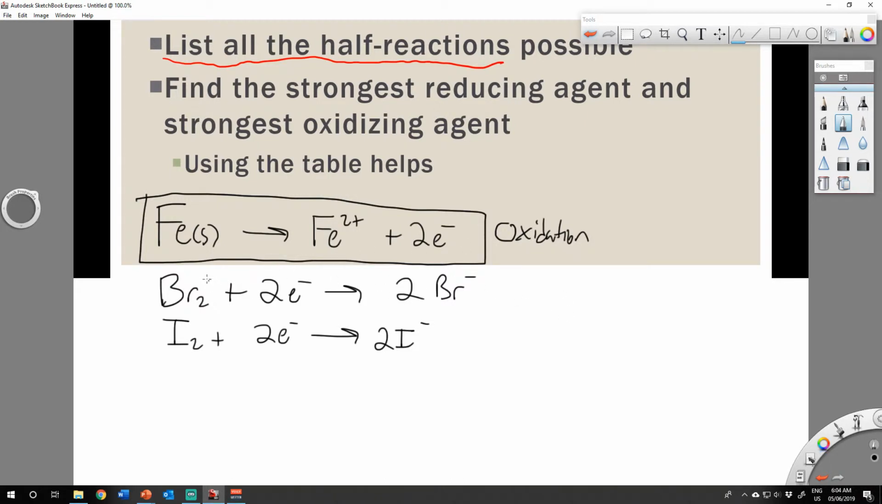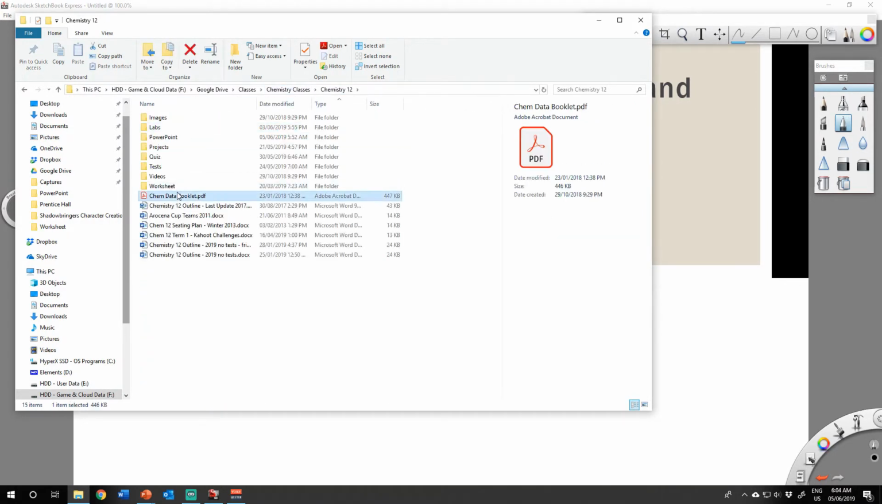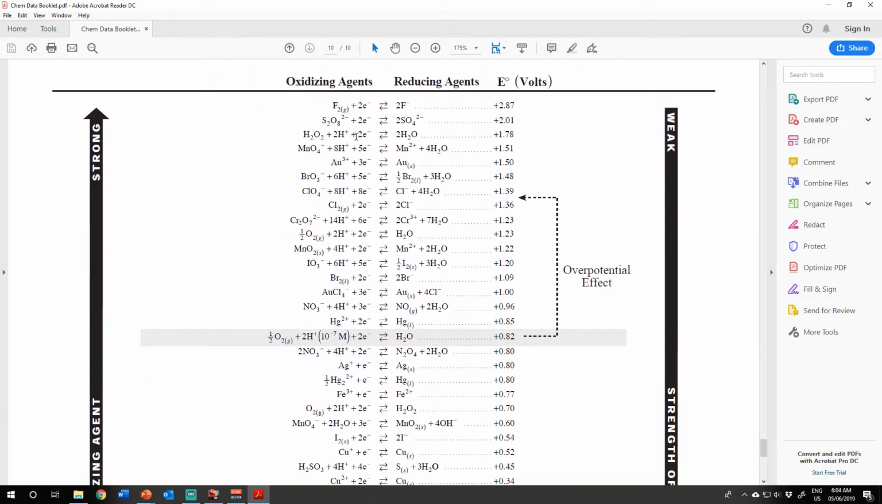Now we just decide, okay, which one of these is a stronger oxidizing agent? Is it the bromine or the iodine? And for that, we'll just reference our table. I have a digital table. Okay, fire up my data booklet, scroll down, and if you notice, there's chlorine. Chlorine's pretty high here. There's bromine. Bromine is also equally high.